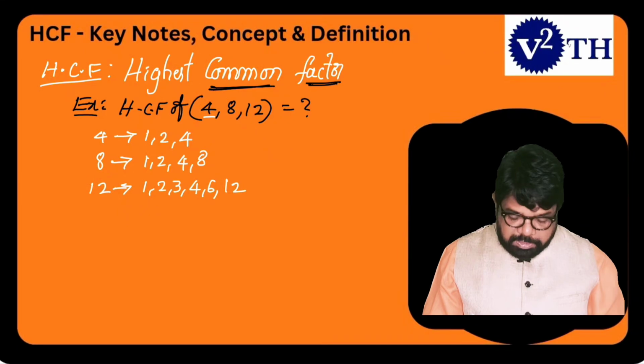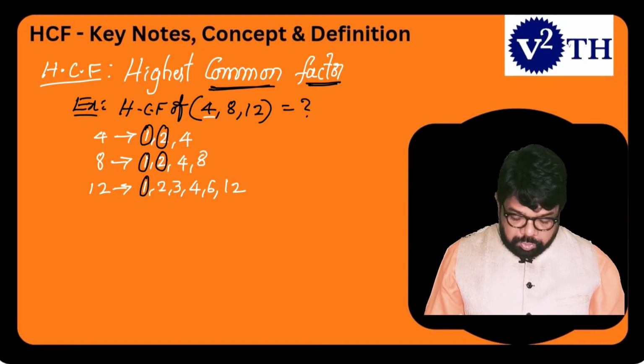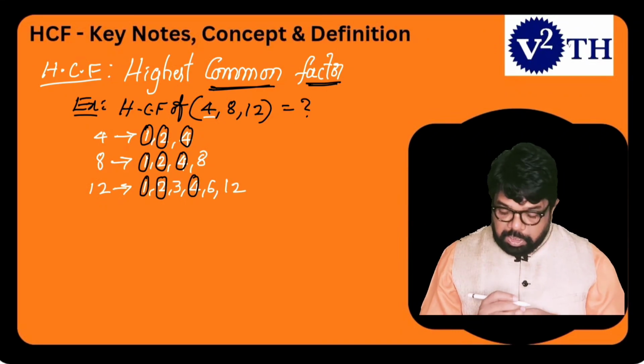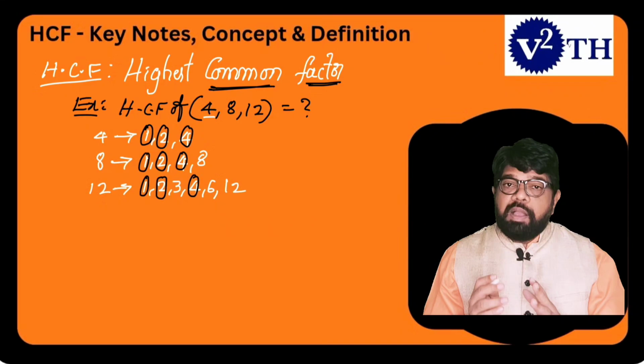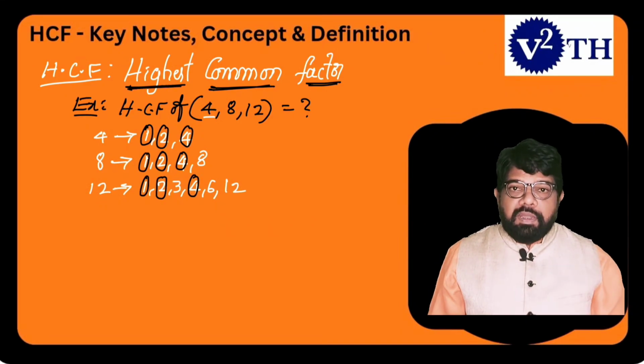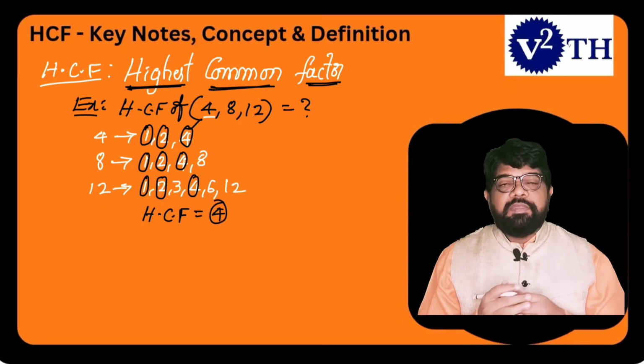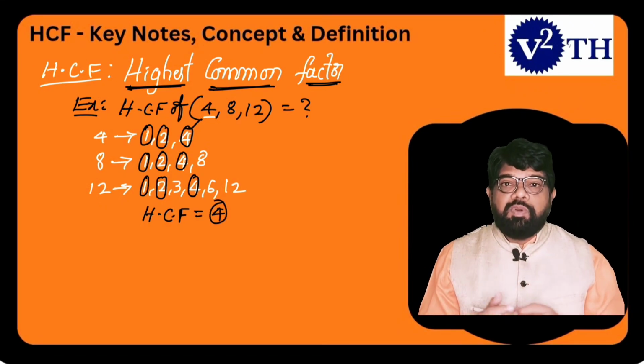There is a common factor of 1 for all. Now the common factor is 2, and the common factor is 4. There are no more common factors. 1, 2, 4 are the common factors. Now, in these common factors, what we require is the highest one, the greatest one, the largest one. What is the highest one? 4. So simply we say HCF is equal to 4. Highest common factor equals 4.